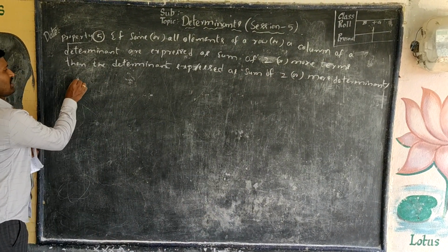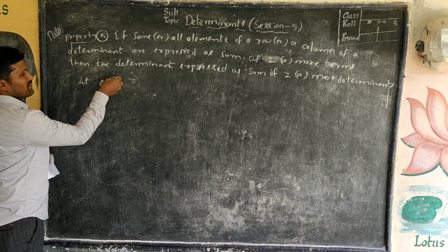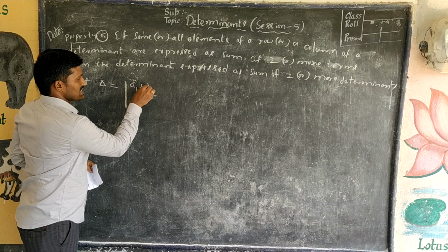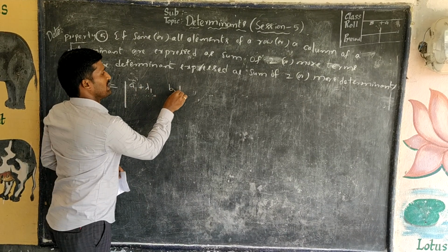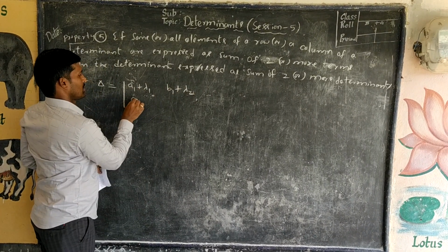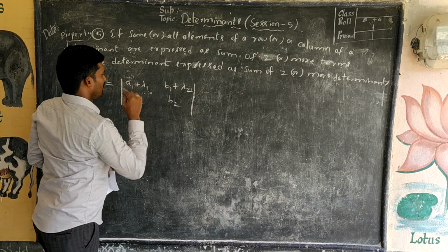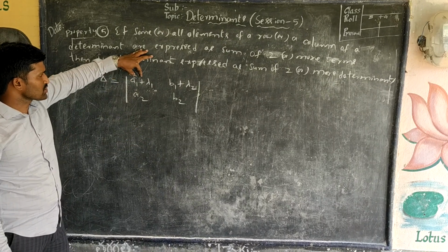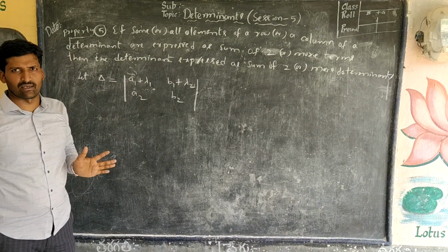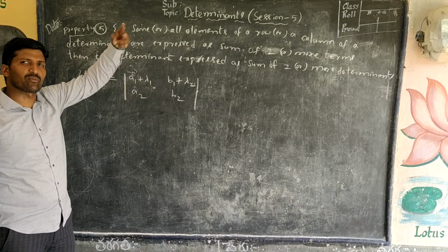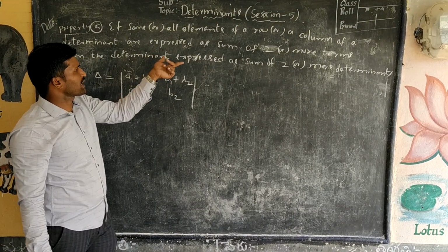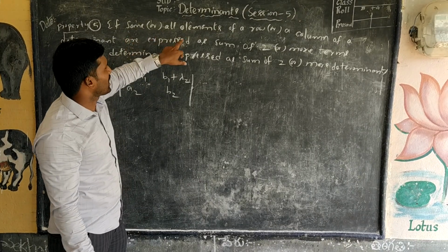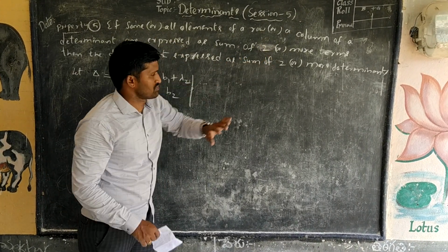How to evaluate this? For example, for simple purpose I am taking a 2 by 2 determinant: a1 plus lambda 1, b1 plus lambda 2, a2, b2. You see, the second row has single elements only, a2, b2. In the first row, sum of two elements are there. This one you can split into two determinants. That is a simple logic.